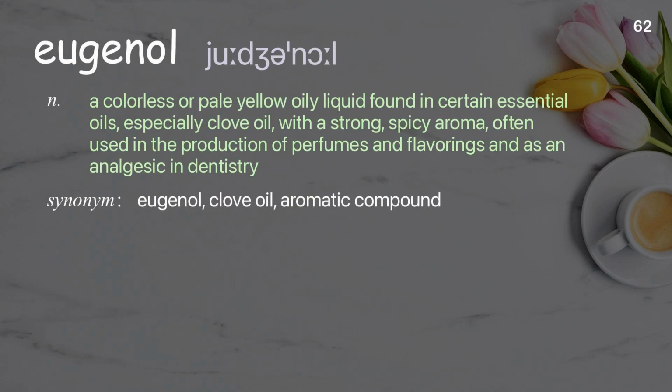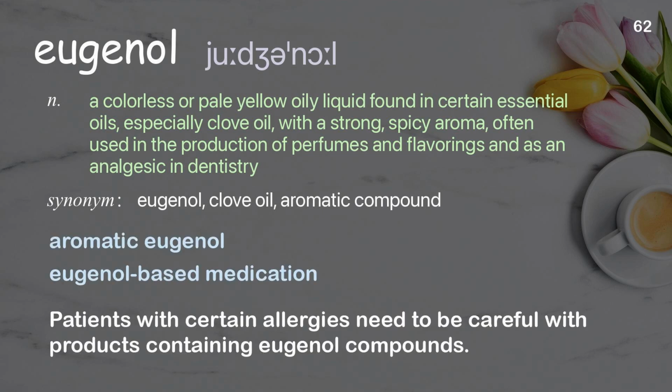Eugenol. A colorless or pale yellow oily liquid found in certain essential oils, especially clove oil, with a strong, spicy aroma, often used in the production of perfumes and flavorings, and as an analgesic in dentistry. Examples: Aromatic eugenol, eugenol-based medication. Patients with certain allergies need to be careful with products containing eugenol compounds.